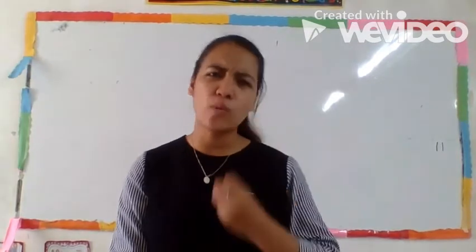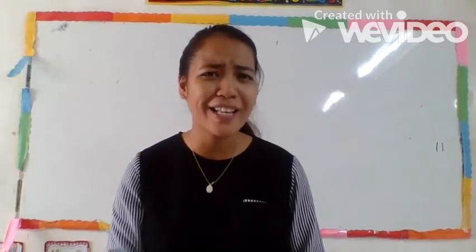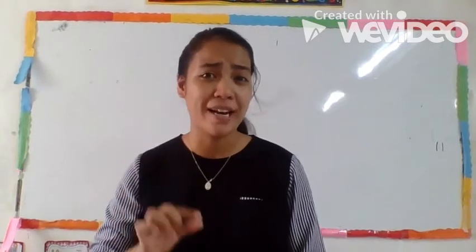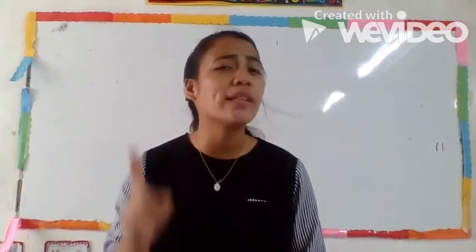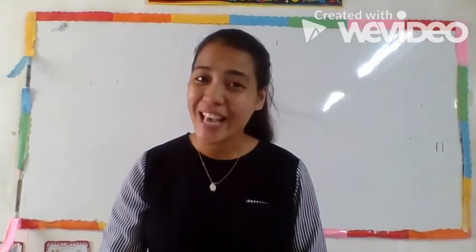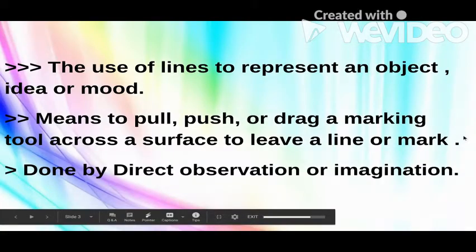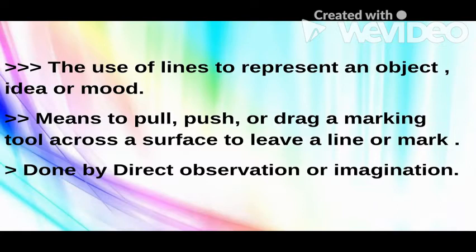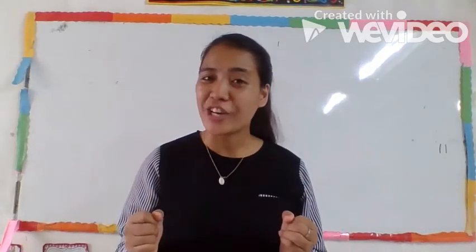Now, second question, what is drawing? I know this is a very easy word, but I want to ask you, what is drawing? Drawing is the use of lines to represent an object, idea, or mood. It means to pull, push, or drag a marking tool, which is the pencil or the pen, across the surface to leave a line or mark. This is also done by direct observation or imagination.